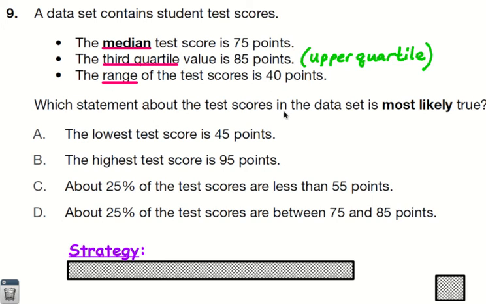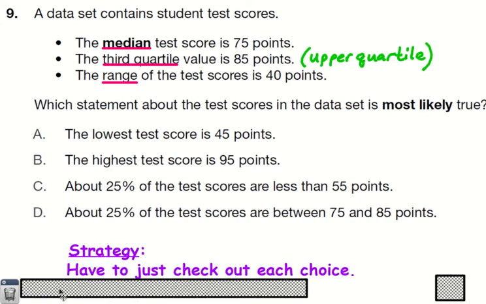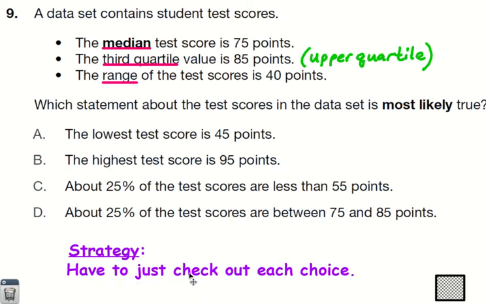So which statement about the test scores in the data set is most likely true? So our strategy here is going to have to be just check out each choice. Just read them all and see which one's the best. The lowest test score is 45 points. I mean, maybe, but how? Based on all this, look, the median.